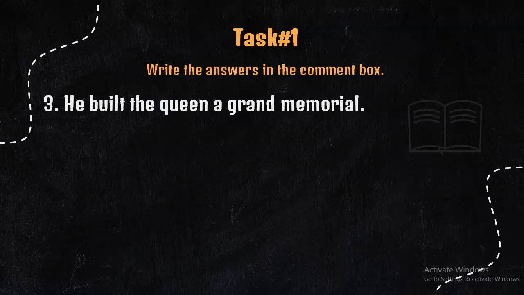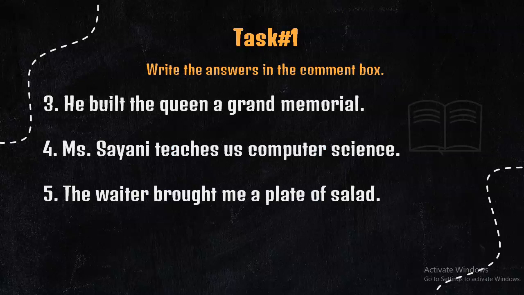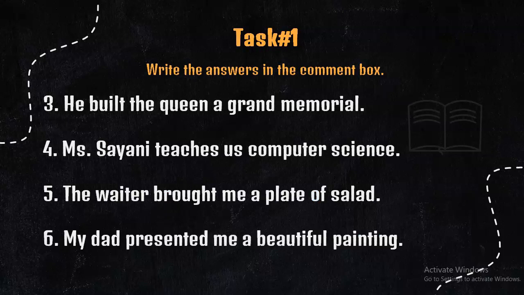So the third sentence here is, he built the Queen a grand memorial. Fourth, Miss Shiny teaches us computer science. Fifth, the waiter bought me a plate of salad. Sixth, my dad presented me a beautiful painting.